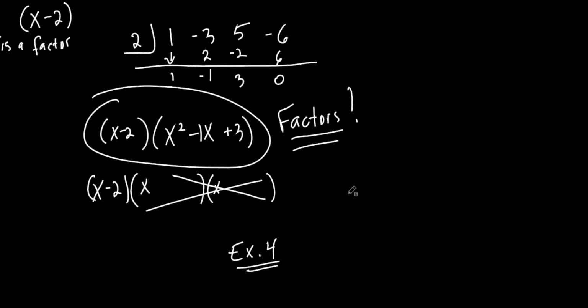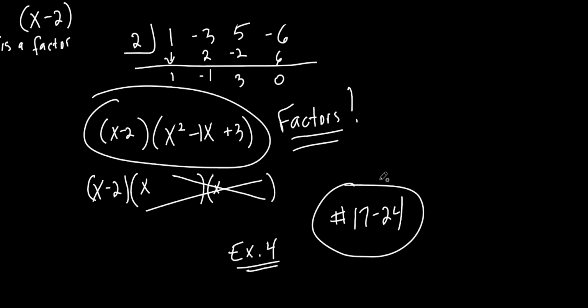Try to do as many of these as you can from the homework. Your homework is 17 to 24. This is the A part. You should be able to do just about all of these. So it's 17 to 24, and it's section 6.6.